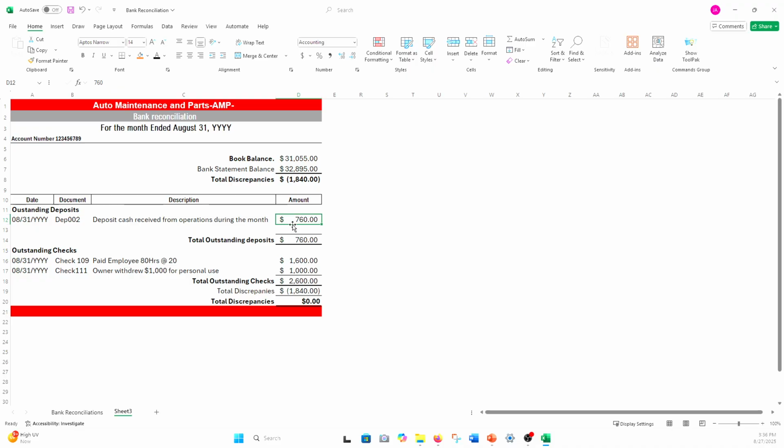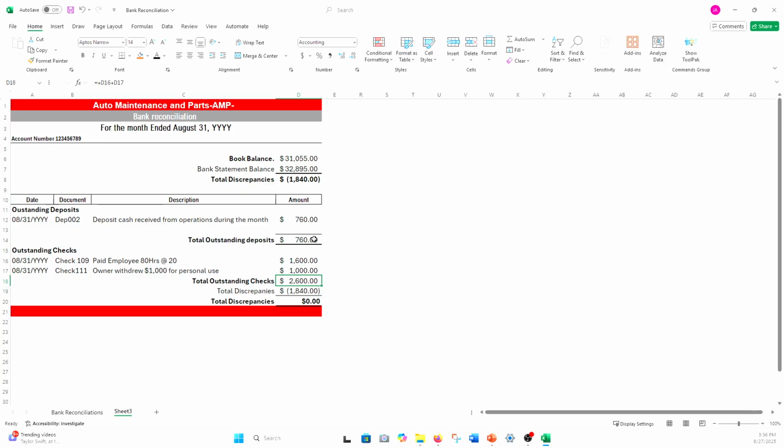So we have just one, but it could be more than one. Could be a long list here. Total outstanding deposit 760. Outstanding checks, so we list all the checks. Here we had two, it could be hundreds, depending on the size of the company and the activity. But in this case, it's just two. So we just added up, we have the total outstanding checks 2,600.